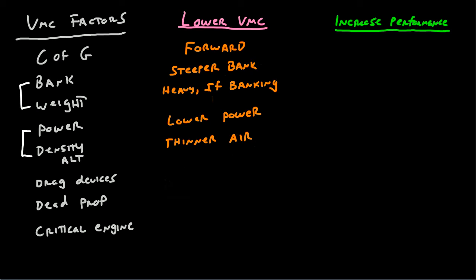Finally, we come to drag devices and the dead prop. Once again, these work together, and they can be explained together. So, drag devices represents the gear and the flaps, and in order to lower VMC, we want to extend these. How come? Well, let's find out.